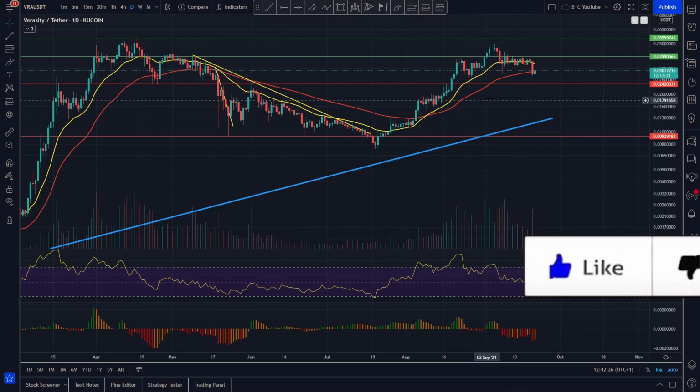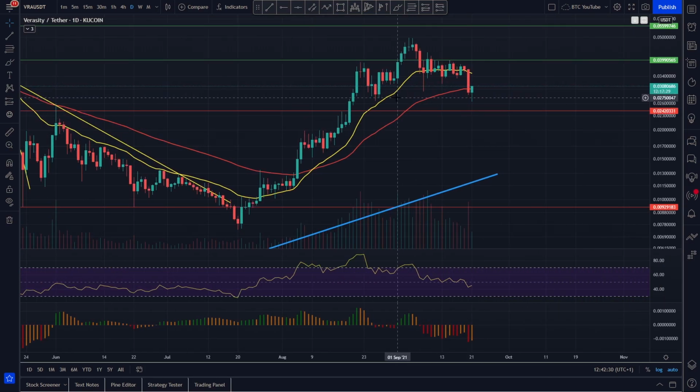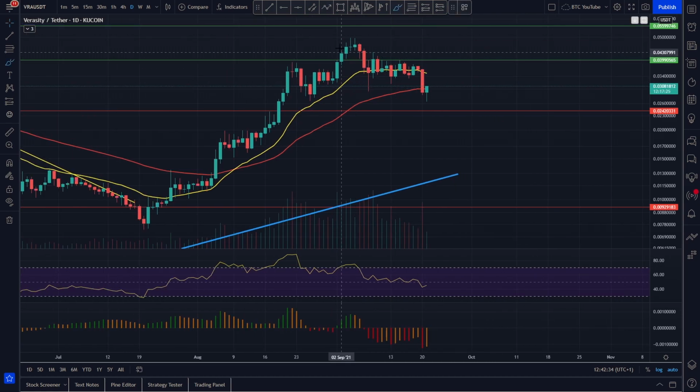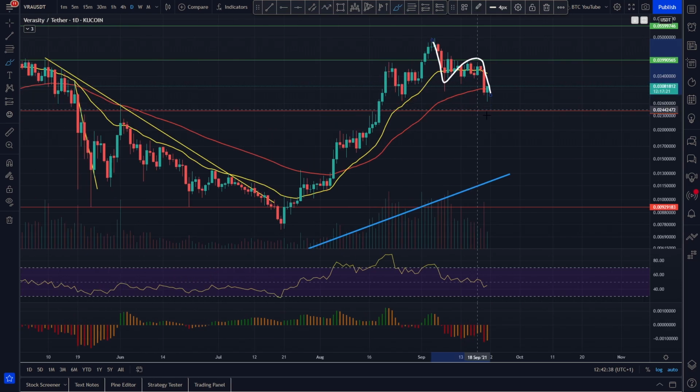So we're just taking a quick look at Verasity here, and as we can see, we have actually come back down and swept some of these lows that we did make back here. You can see we've actually seen that A, B, C correction for Verasity that we have seen for a lot of cryptos in the market, obviously Bitcoin, Ethereum, VeChain, Polygon, and a lot of other larger cap cryptocurrencies have been seeing this. And it looks as though Verasity is actually following suit.